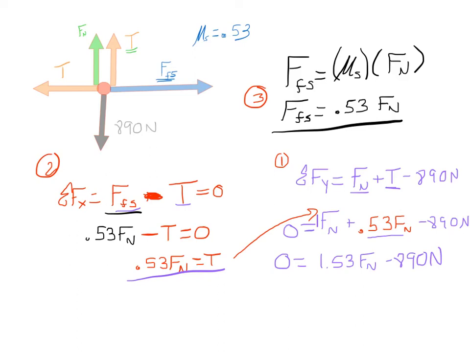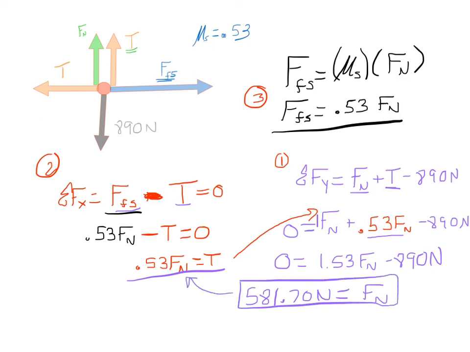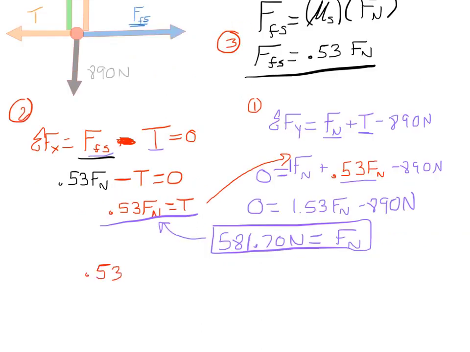So we solve for normal force, and we find that the normal force ends up being 581.7 newtons. Now this can help us find the tension, because we can take this, plug it in here, and solve for the actual tension. So we end up with 0.53 times 581.70 newtons, which gives us the tension. So the tension is equal to 308.3.